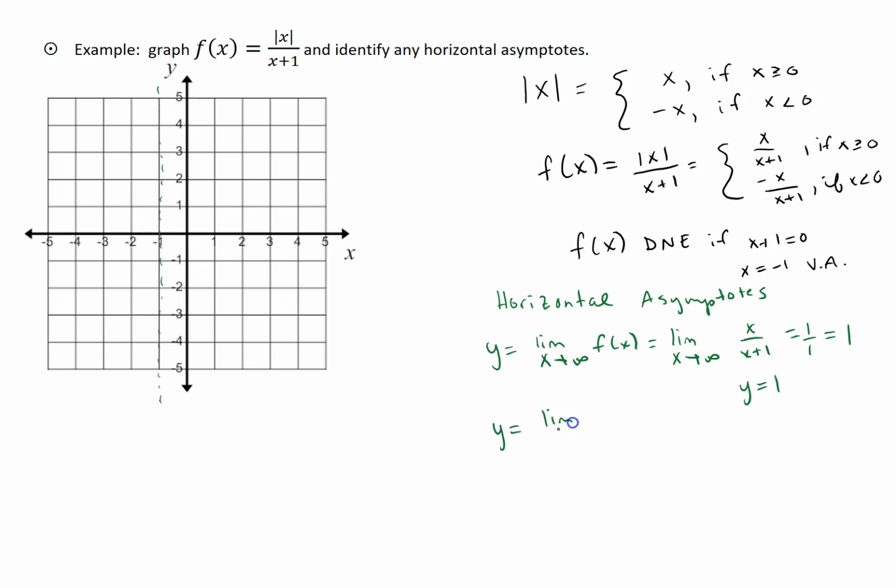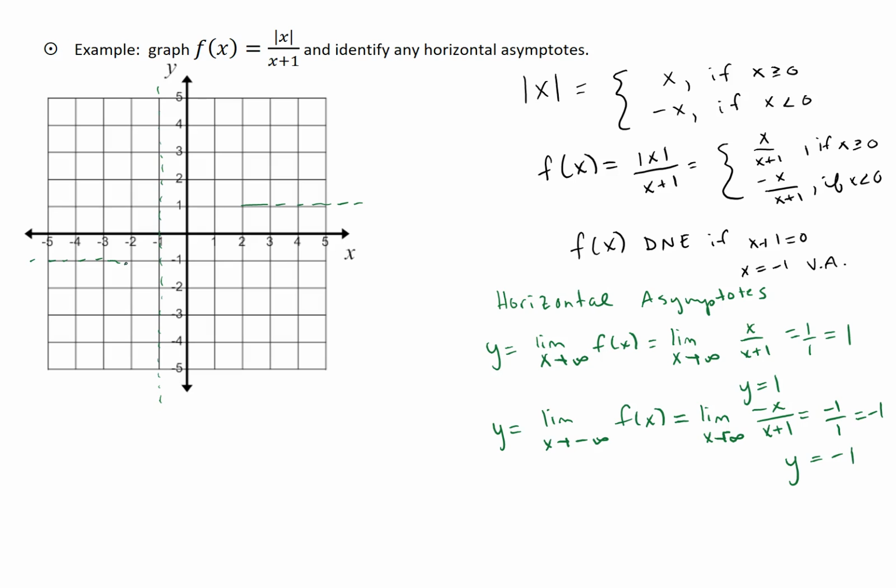The limit as x approaches negative infinity of f of x, well, those are definitely going to be values that are less than 0. So this will be the limit as x approaches negative infinity of negative x over x plus 1. This ratio is going to be negative 1 over 1, or negative 1. So on the left we have a horizontal asymptote at y equals negative 1. So at some point over here we're going to have a horizontal asymptote, and some point over here we'll have one down here.